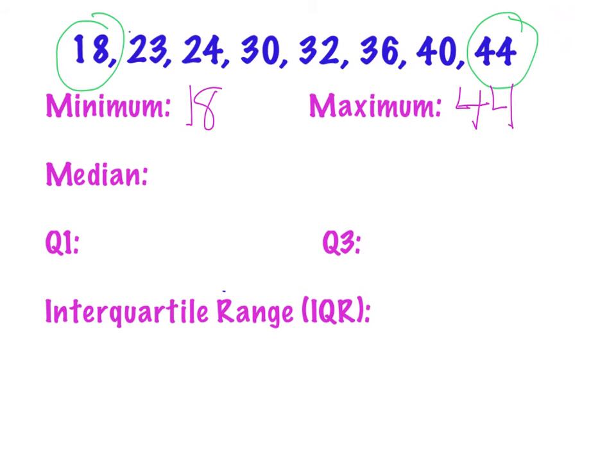So the median, if we look back and forth, finding that middle number, once again we have 2 in the middle. So the number that's between 30 and 32 is 31, so we can just say the median's 31. So now we're going to look at the lower section of numbers. That's this section.